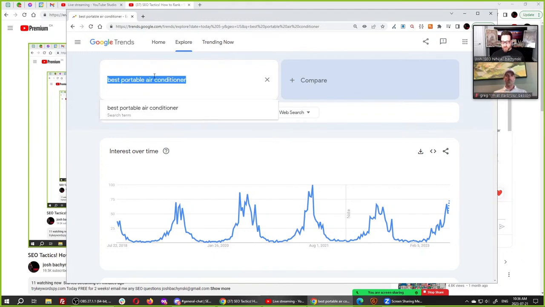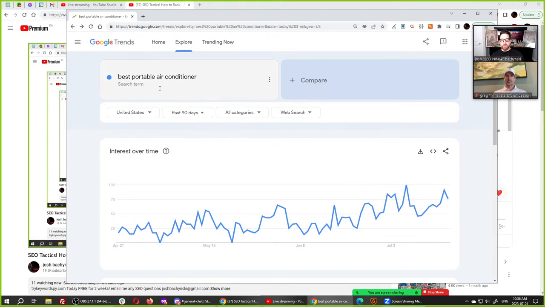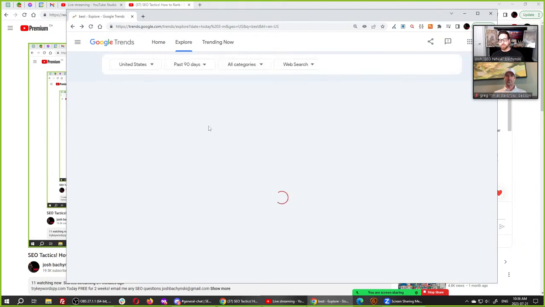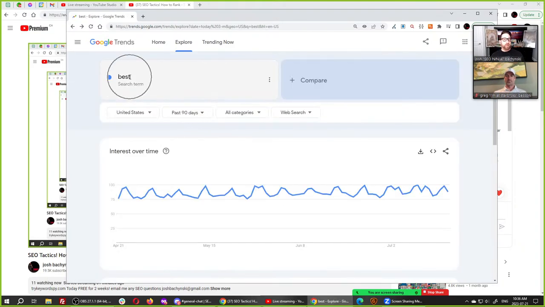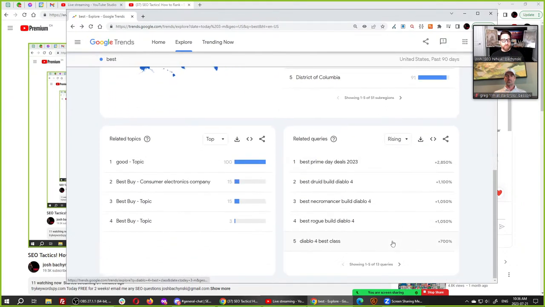So I'm going to grab this one too. And that's what you do. Basically, you just type the word best in there, or top, and you just go through the related queries, the rising ones, to see what's rising. Best weed killer is another good one. Best robot vacuum, another one.